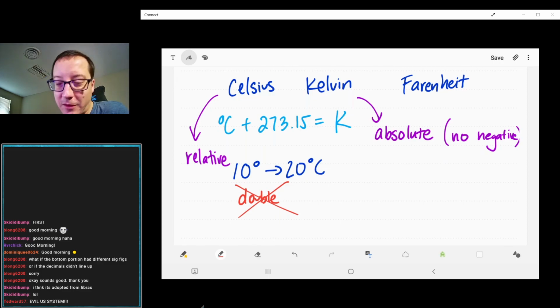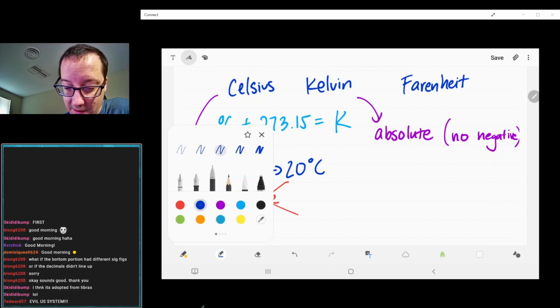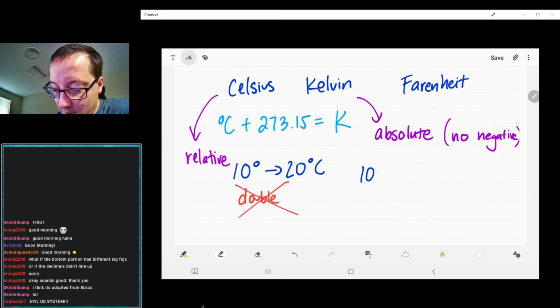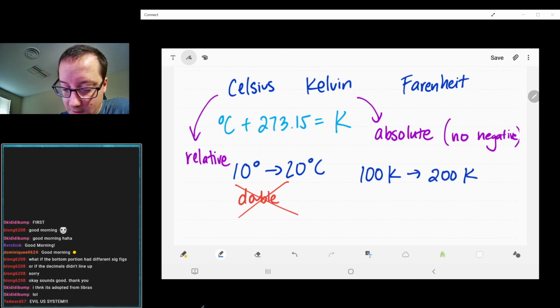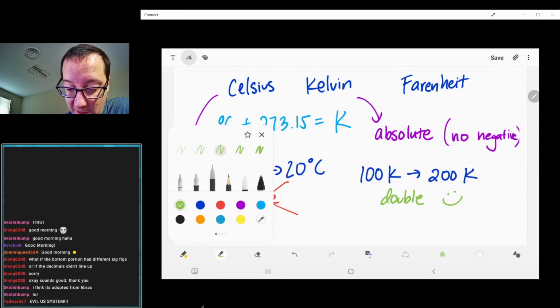It doesn't work. However, for Kelvin, you can say that. You can say 100 Kelvin to 200 Kelvin is double the temperature. So absolutely we can say that with an absolute scale. Notice also that Kelvin does not take a degree symbol because it is an absolute scale.